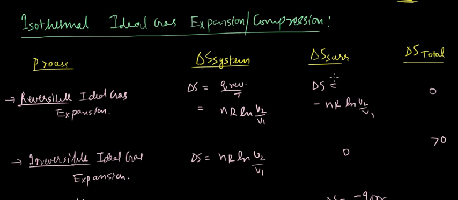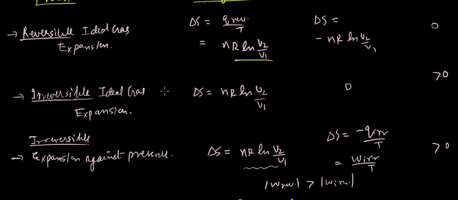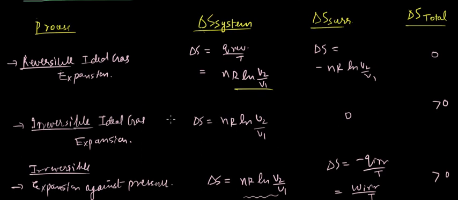Okay, and delta S surrounding would be, as for the reversible ideal gas expansion, delta S total should be 0. No change in entropy would be there. So delta S system would be equal to the negative of delta S surrounding, so delta S surrounding would be minus nR ln V2 upon V1. Now let's see what happens in case of irreversible ideal gas expansion. In this case, delta S can be simply written as nR ln V2 upon V1.